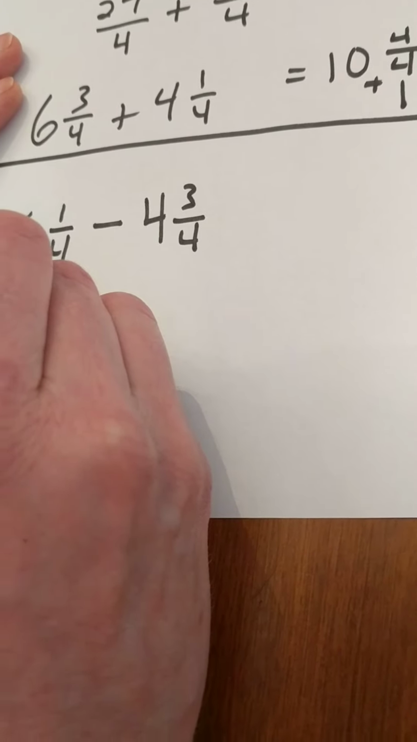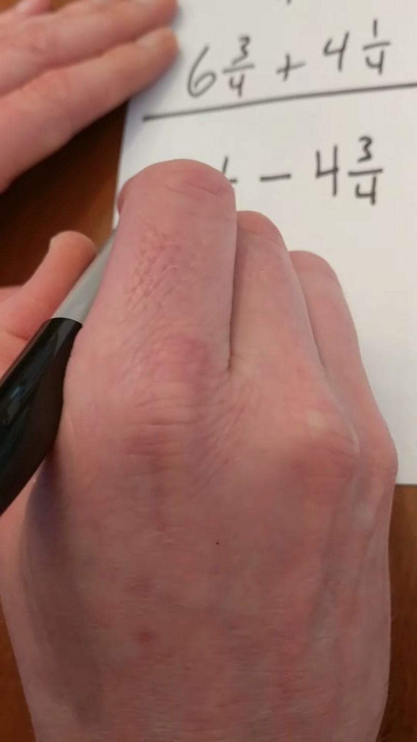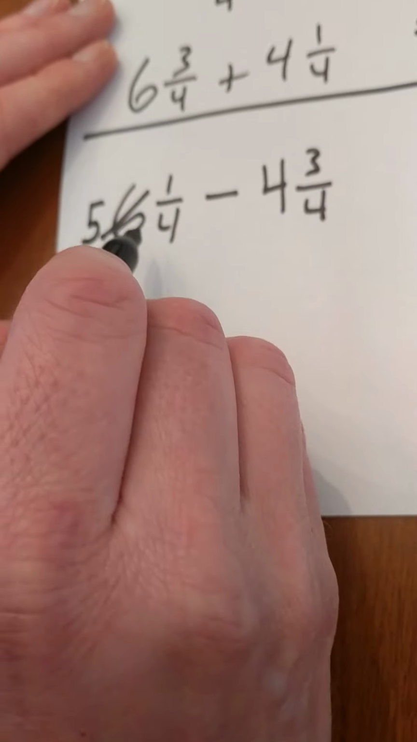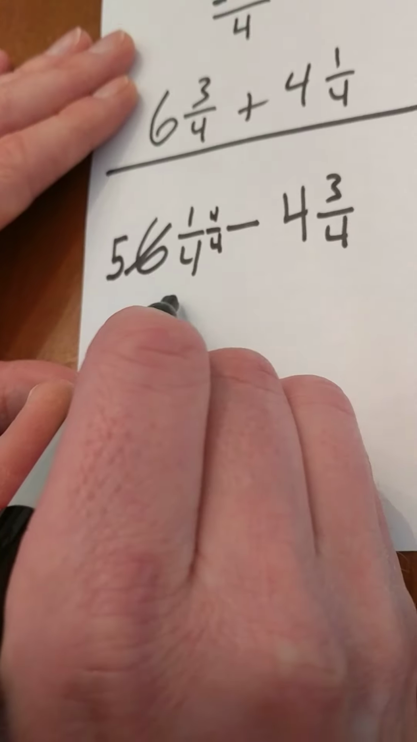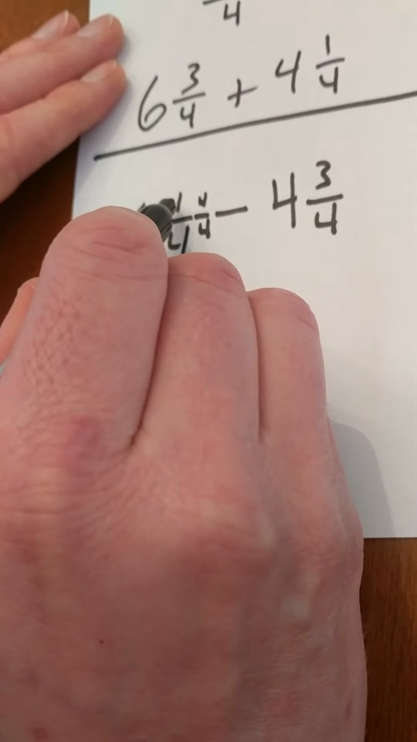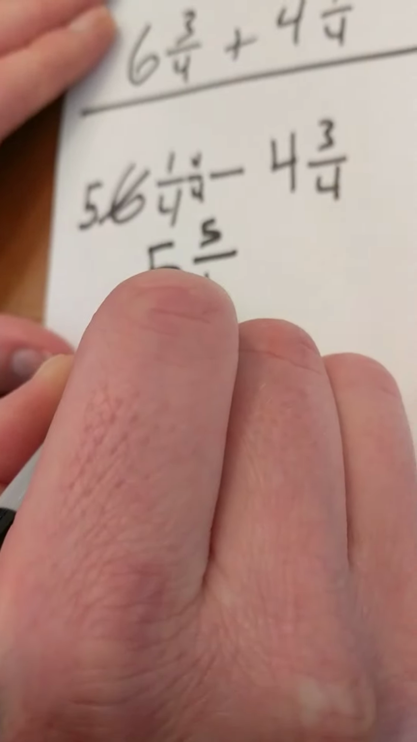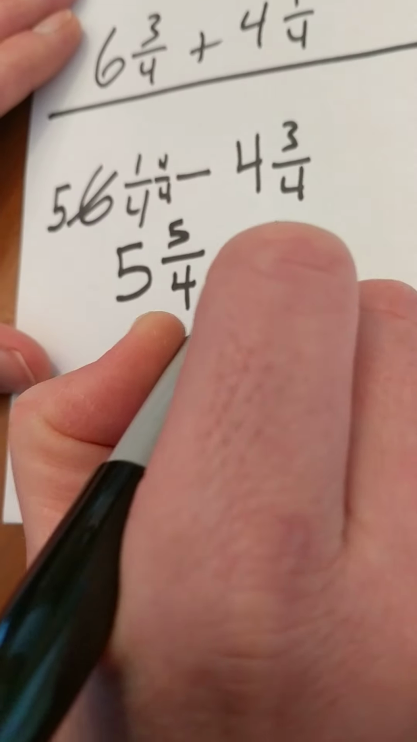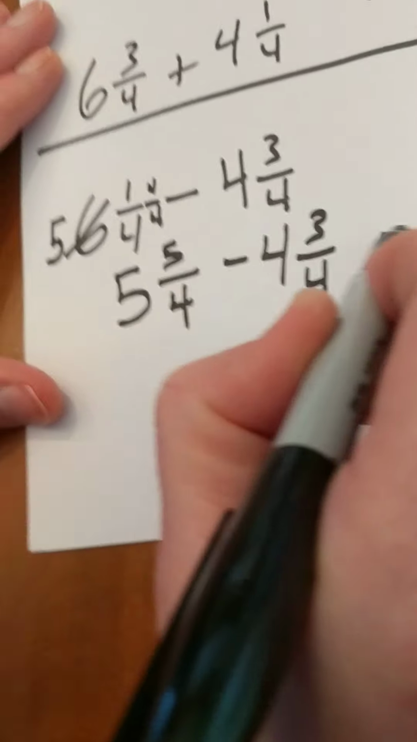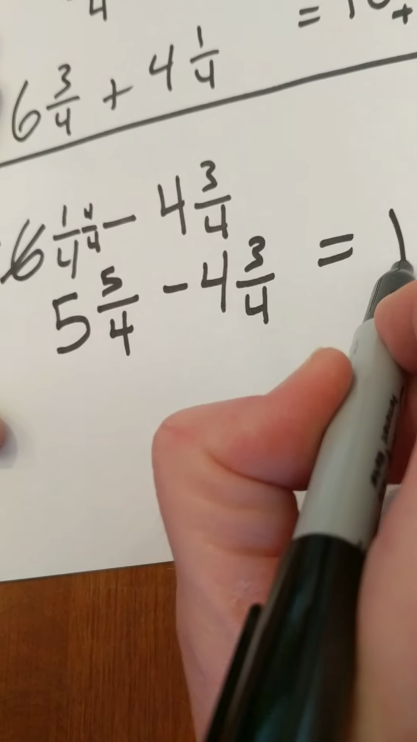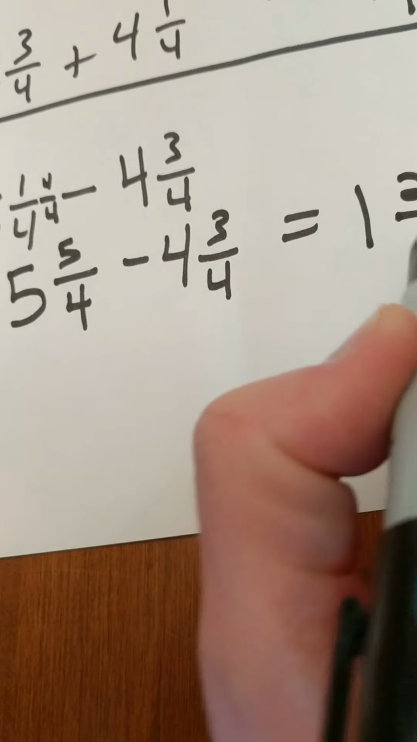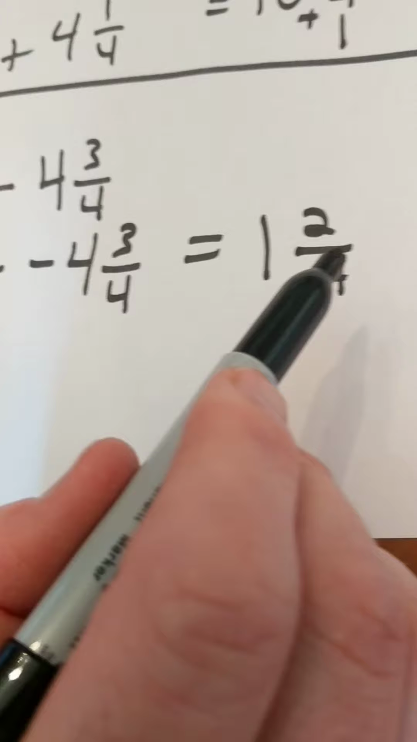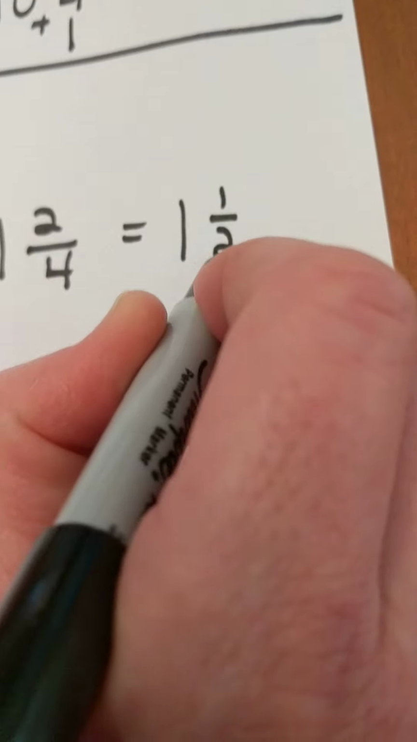So you're going to borrow from this 6 and make that a 5, and you need to add 1 to 1/4. Well, what is 1 with 4 as a denominator? It's 4/4. So basically what you're going to be left with is 5. 1 plus 4 is 5. 5 5/4. And now you can do your subtraction. 5 minus 4 is 1. 5 minus 3 is 2. 4 is your denominator, and your answer would be 1 2/4. And you can also simplify that and make it 1 1/2, right?